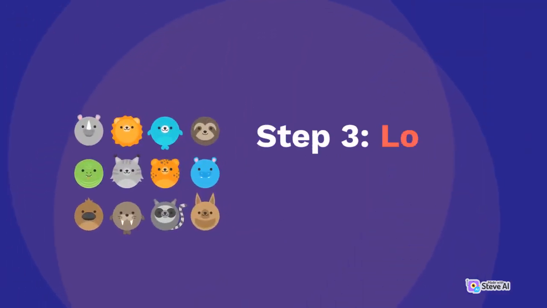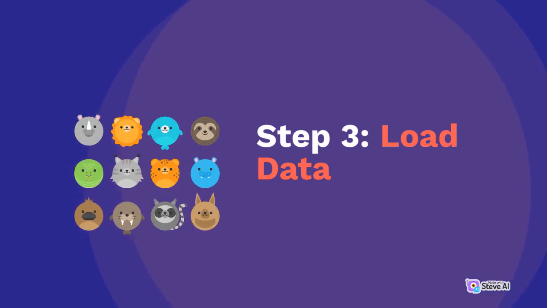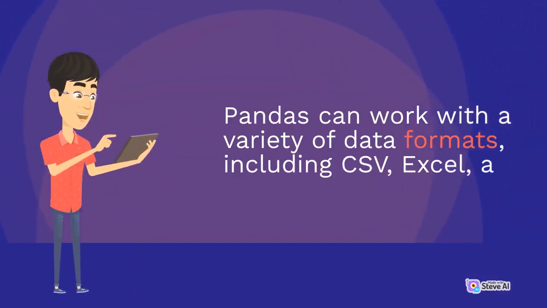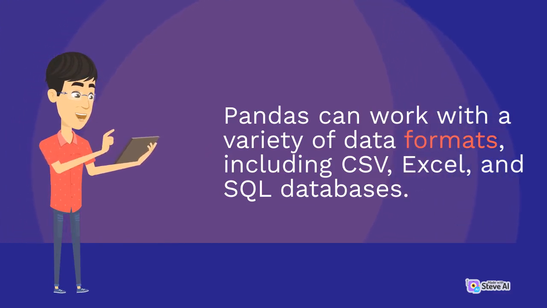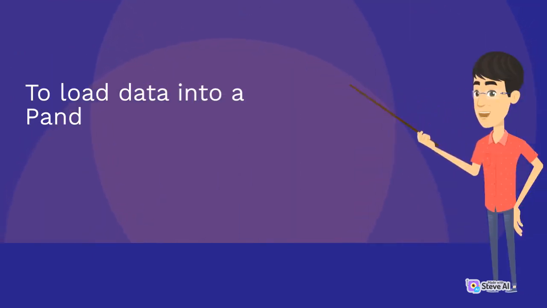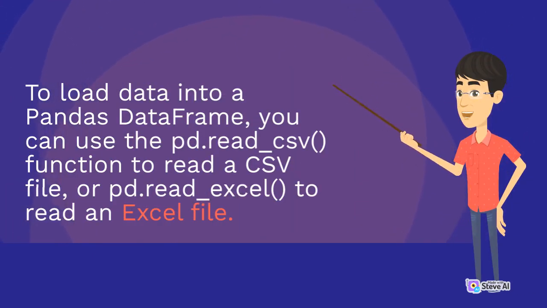Step 3. Load data. Pandas can work with a variety of data formats, including CSV, Excel, and SQL databases. To load data into a Pandas data frame, you can use the pd.read_csv function to read a CSV file, or pd.read_excel to read an Excel file.